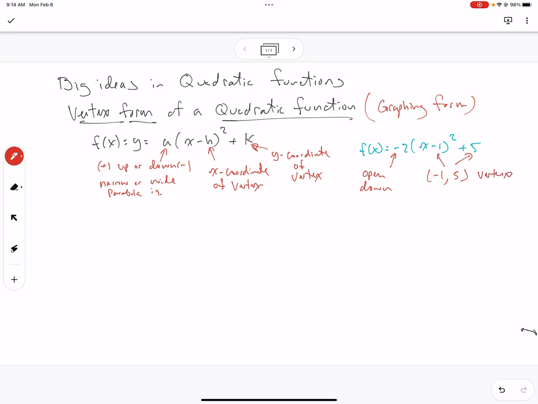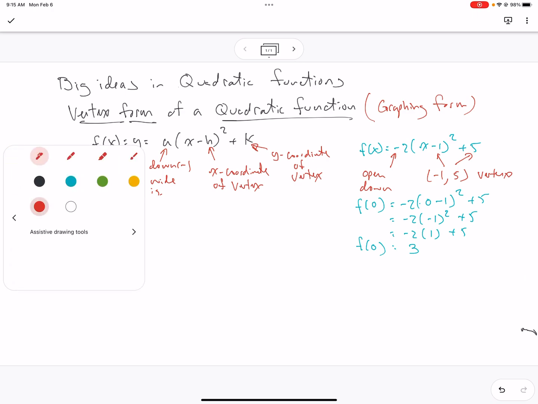And then if I want to know the y-intercept, all I need to do is find f of 0, which is equal to negative 2 times (0 minus 1) quantity squared plus 5. Then this becomes negative 2 times (negative 1) squared plus 5. That's negative 2 times positive 1 plus 5, which is negative 2 plus 5, which is 3. So f of 0 is equal to 3. And by way of graphing, this is the y-intercept.